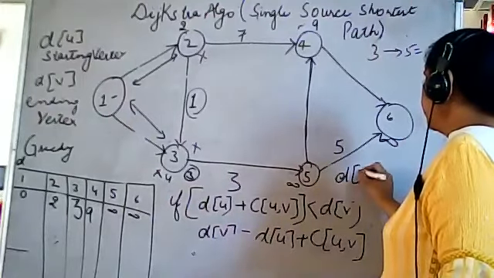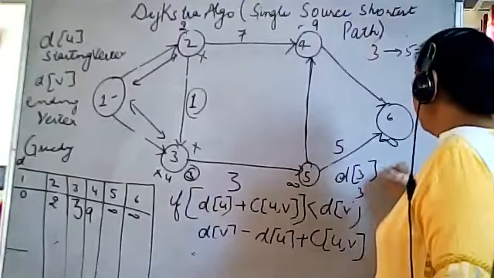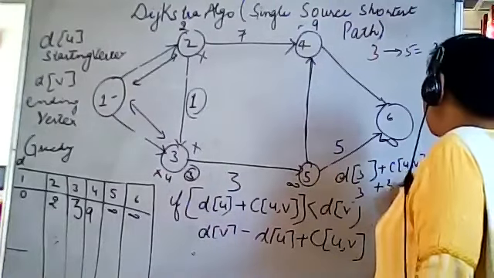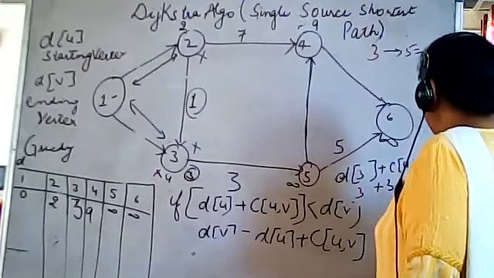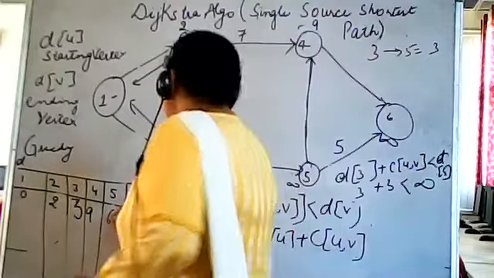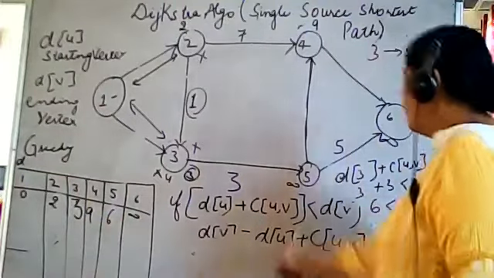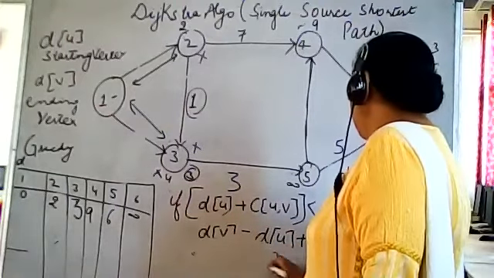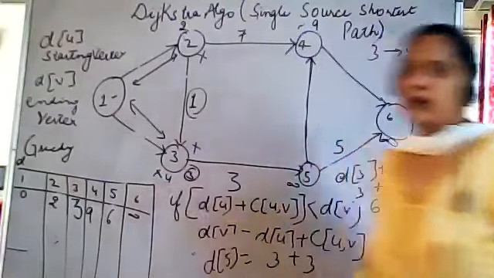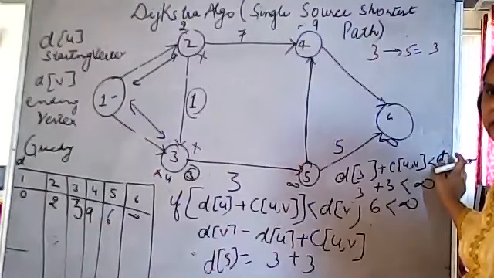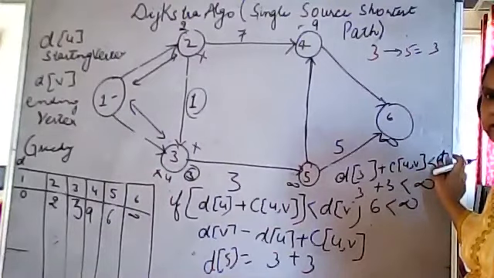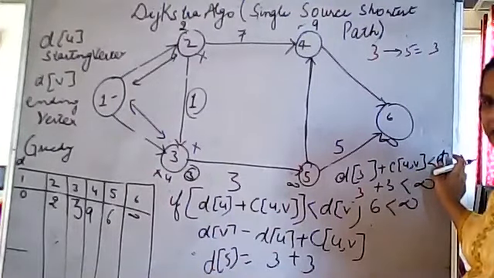D of 3 is what? D of 3 is 3 plus C of u comma v. C of u comma v is 3, which is less than infinity, the value of D of 5. So you will be updating this to what? 6. 6 is less than infinity. So you will substitute this formula. D of u is 3 and C of u comma v is 3, and D of 5 will be equal to 6. Got it? Yes or no? If got it, please raise your hand. You have to update the value here. Only 2 hands have been raised. Please be quick in responding.